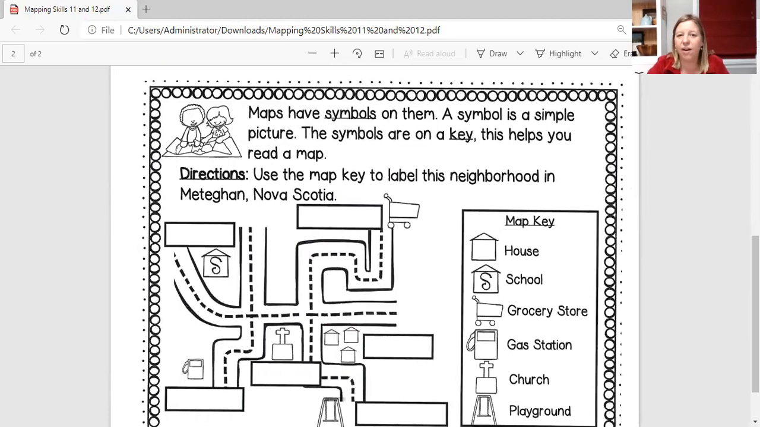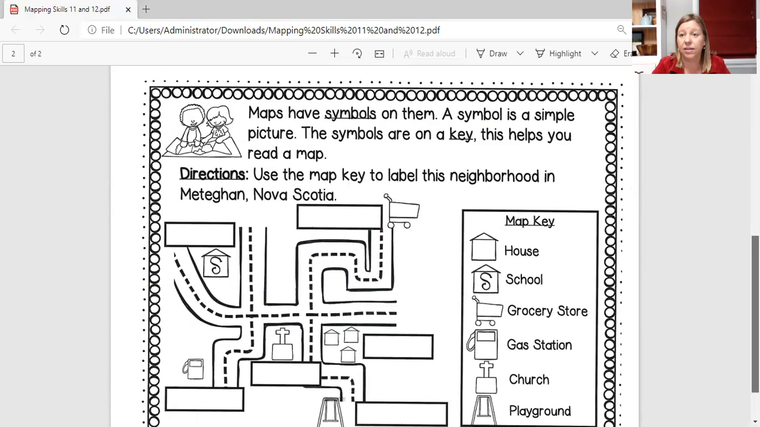We're practicing our mapping skills, and on this practice page, we're going to be practicing the mapping skill called symbols. Let's read this top part together. Maps have symbols on them. A symbol is a simple picture. The symbols are on a key. This helps you read a map. Directions. Use the map key to label this neighborhood in Metighan, Nova Scotia. I don't know if I said that correctly.